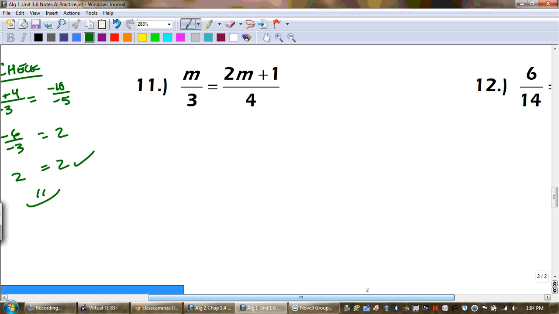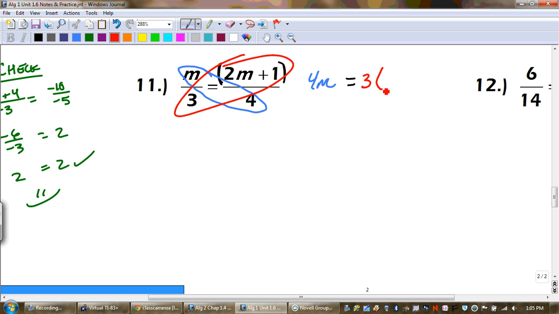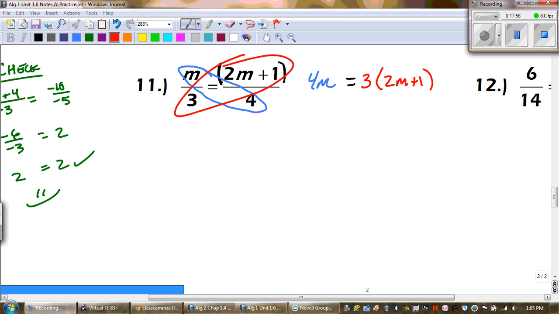Let's look at 11. Okay? So same thing. Cross multiply, and we get 4m. And we're going to check to see if that equals, got to put that inside parentheses, 3 times 2m plus 1. Why don't you guys pause the video and see if you can figure this one out all on your own. Good luck.